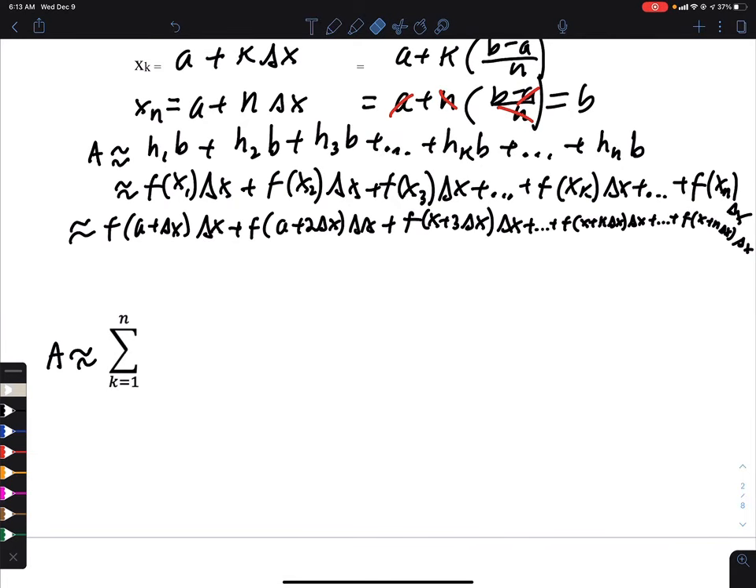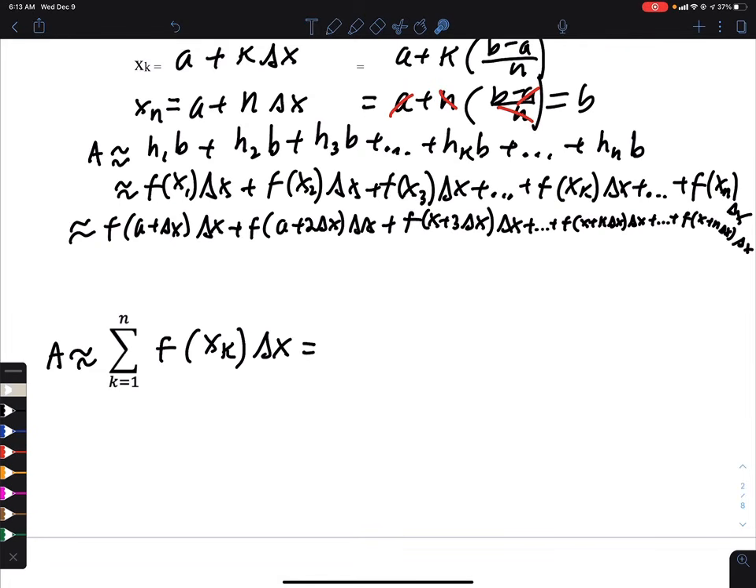Now, what's the general term look like? We found our general term. It's our kth term. So that's going to be f of x plus k delta x. You know what? I'm going to write this a couple different ways. Let me start simpler here. It's going to be the height at the kth rectangle times the width, delta x.